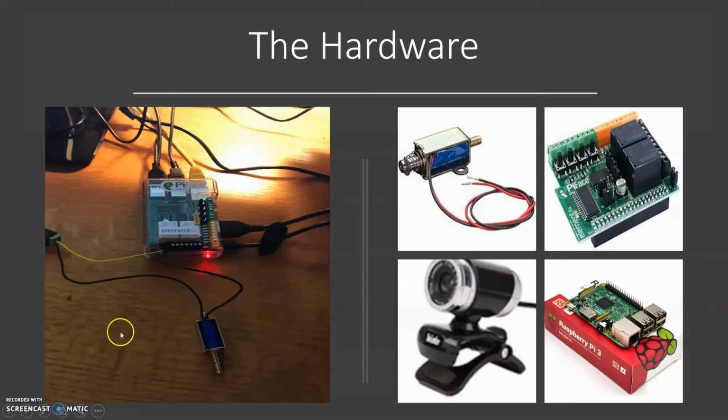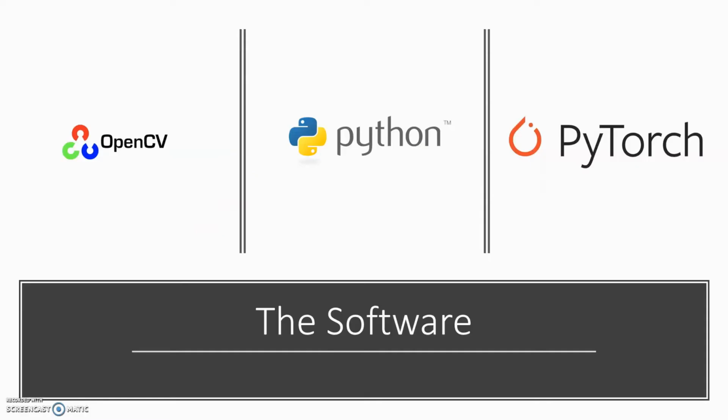The image on the left is what all of those hardware components look like once they are all put together and connected properly. Finally, we will talk about the software components. The three major software packages that I used in the creation of this project are OpenCV, which stands for Open Computer Vision. This is a library that I used to actually do image manipulation and image capturing within the programming language.